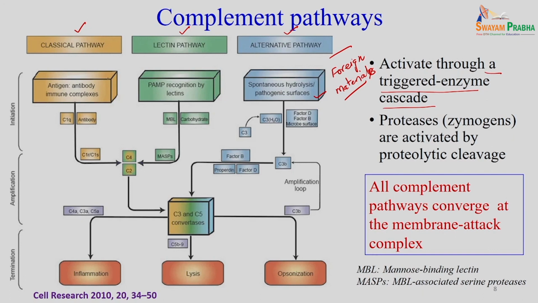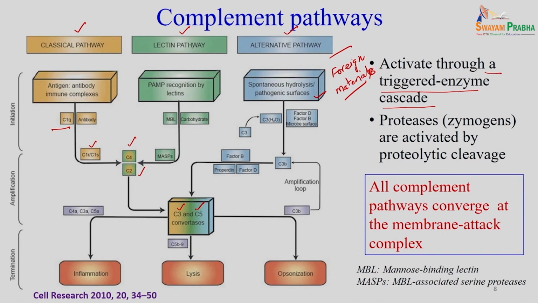So, in the case of the classical pathway, it is first initiated by C1q, which binds to the antibody, then it activates C1r and C1s, and then C1r and C1s cleave C4 and C2, and finally it results in the C3 convertases, and C3 convertases have two, C3a and C3b, and C3b also leads to the formation of C5 convertases. So, this is the classical pathway.